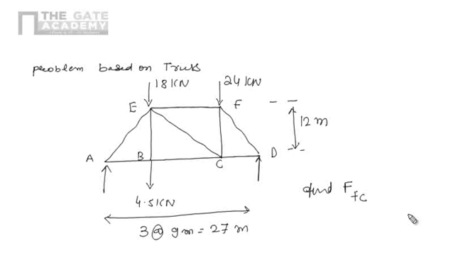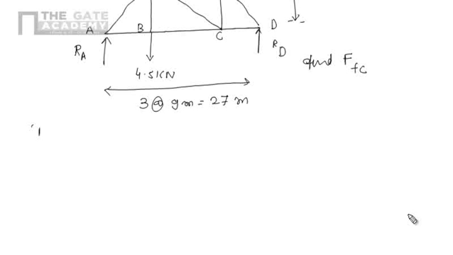But before applying the method of section, or as a part of it, first of all we have to find out the reactions at the support. So first we have to identify the supports. Here there is a simple support at A and D, so we know there will be reactions RA and RD. To find RA and RD, we can apply the conditions of equilibrium. Here there is no horizontal force, so directly we apply the condition based on vertical forces: the algebraic summation of all vertical forces should be zero. This is the equilibrium condition.